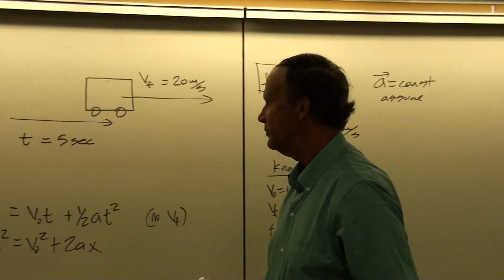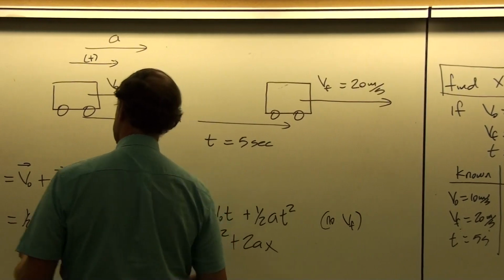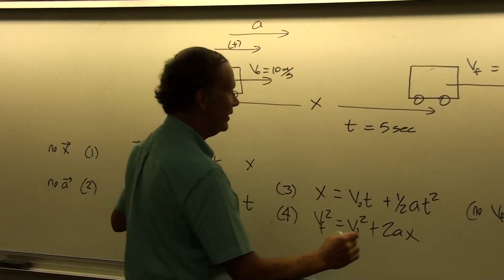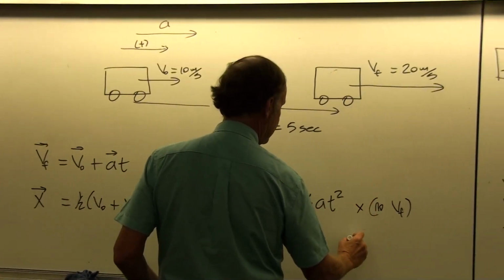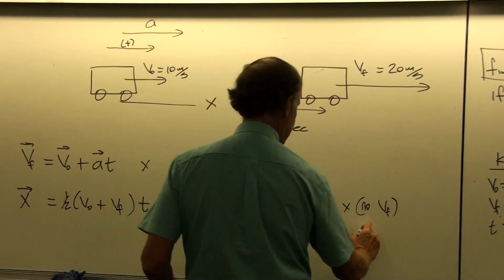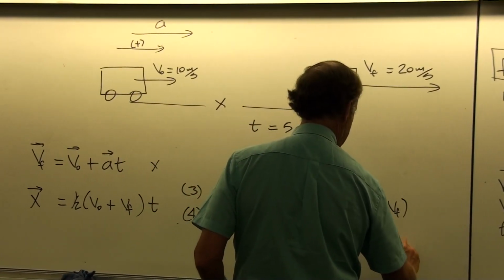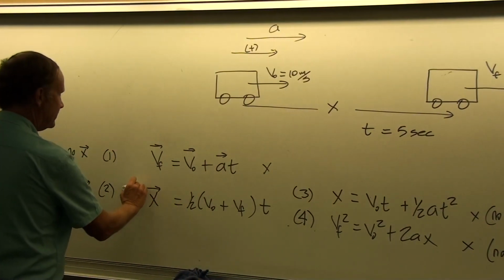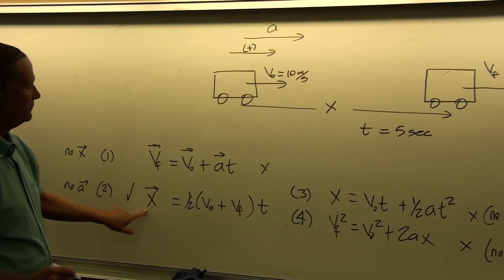And so I can go to my 4 equations. I can say, well, no, this one's got an a in it. Get rid of that one. This one's got an a. Get rid of that one. This one's got an a. Get rid of that one. But look at here. This is the one. That's the one that we want.